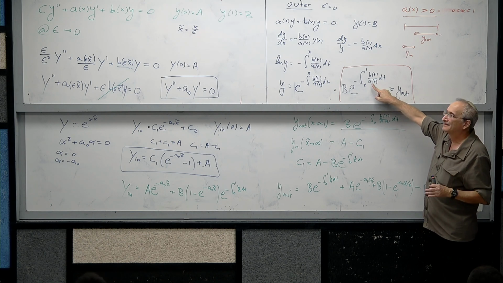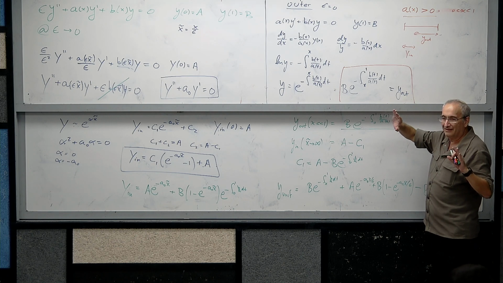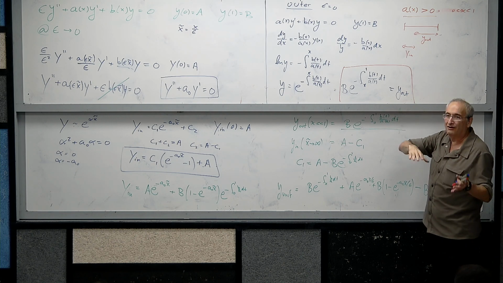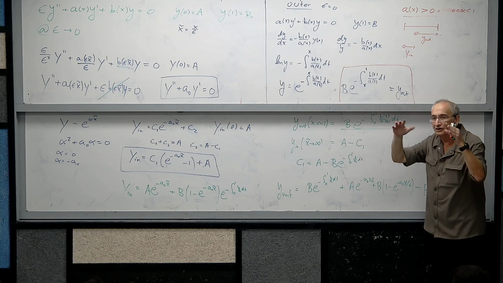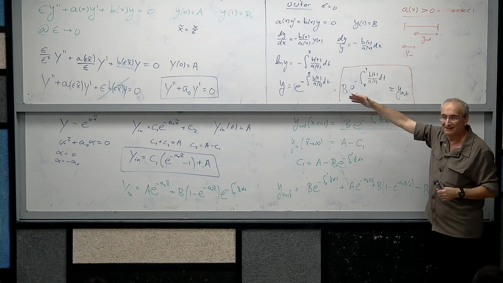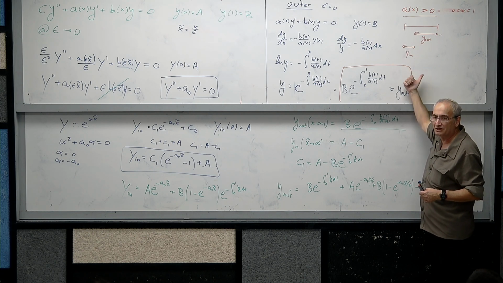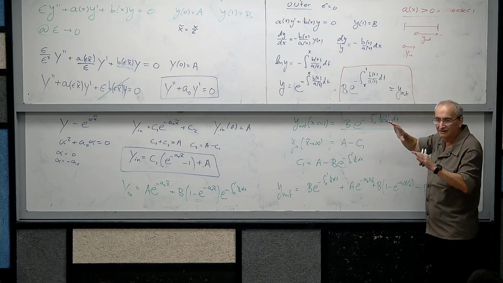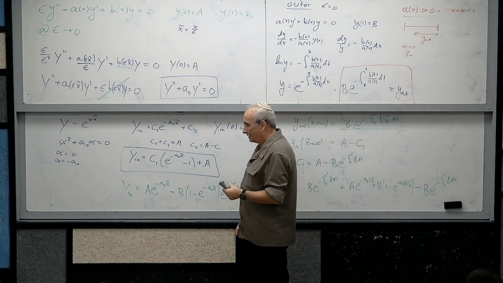So a can't change sign, and at 0 it has to be positive, so it always has to be positive. Either it's positive on the entire segment, or it's negative on the entire segment. If it's positive on the entire segment, you have to take the inner to the left. If it's negative on the entire segment, you have to take the inner to the right. That's the story.